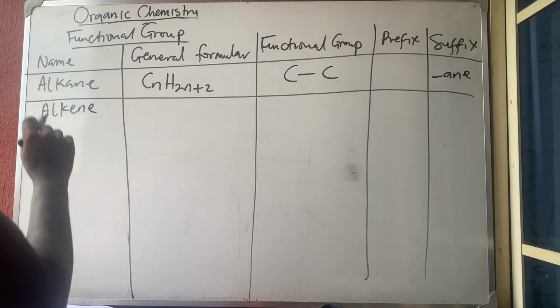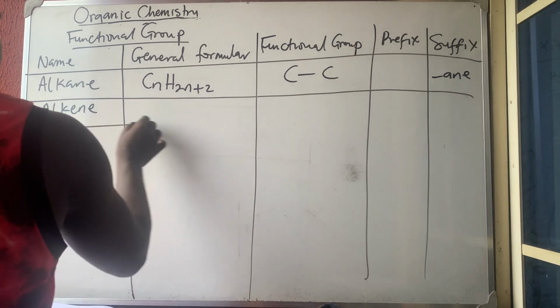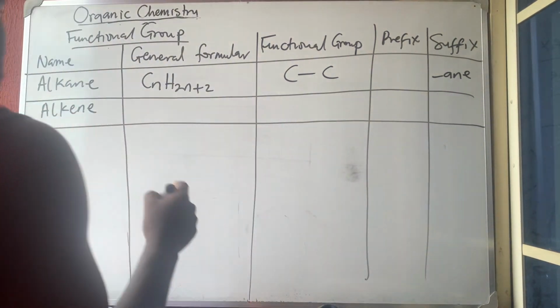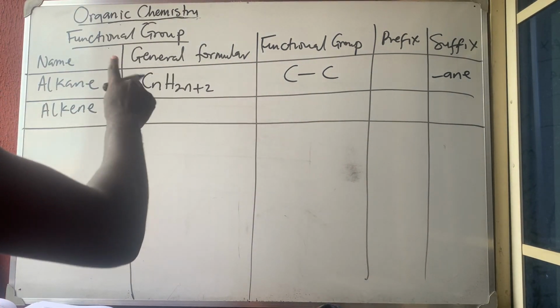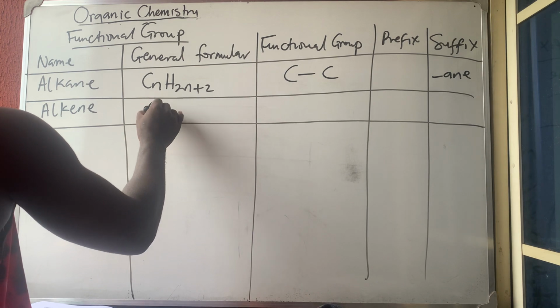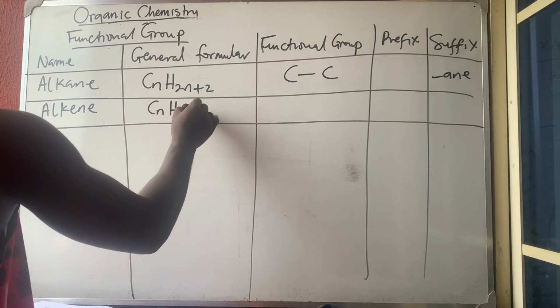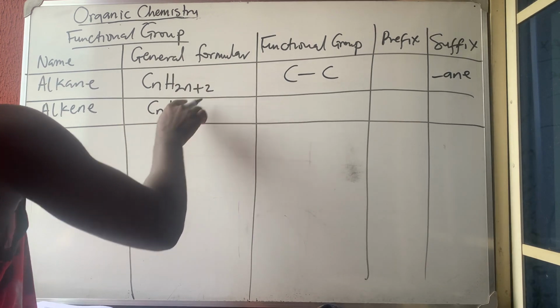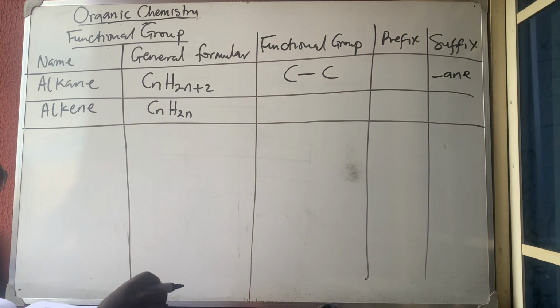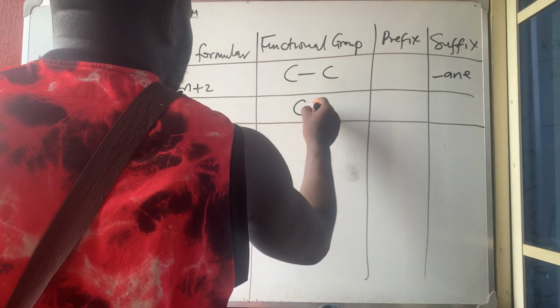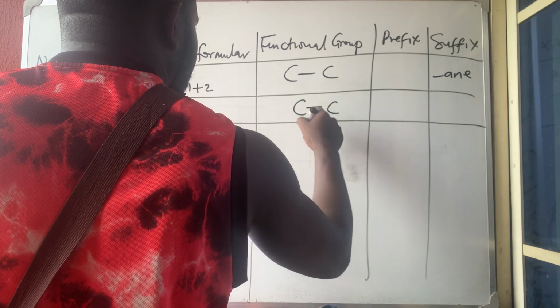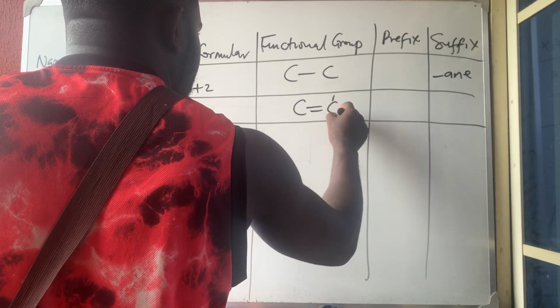Let's look at the Alkene group. Don't forget that the Alkene group is gotten from the Alkane group by removing two hydrogens. That is, CnH2n. Their functional group is the double bond. They are double bonded, so this is 2, remaining 1, 2 to make it 4.